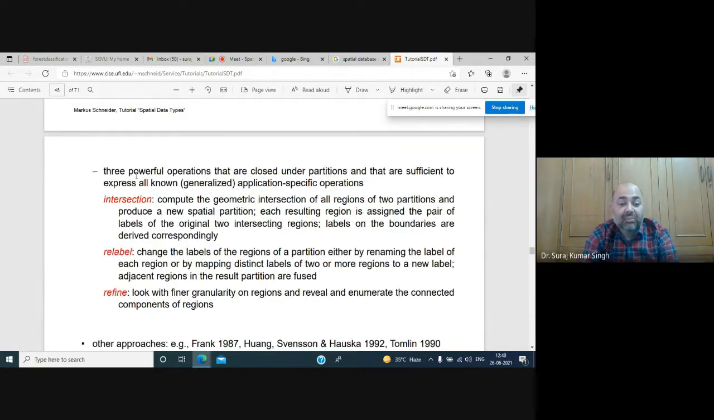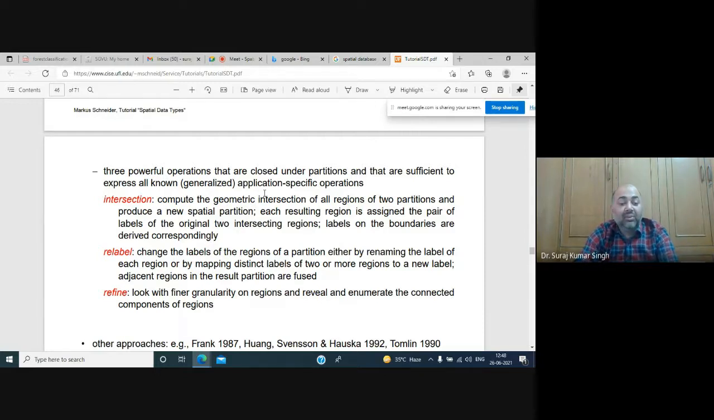So there are three powerful operations that are closed under partition and are sufficient to express all the known application specific operations. The first one is intersection, that computes the geometrical intersection of all regions of two partitions and produces a new spatial partition. Each resulting region is assigned the pair of labels of the original two intersecting regions. Labels on the boundaries are derived correspondingly.